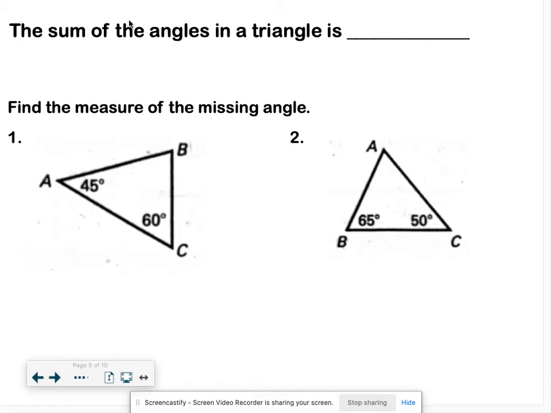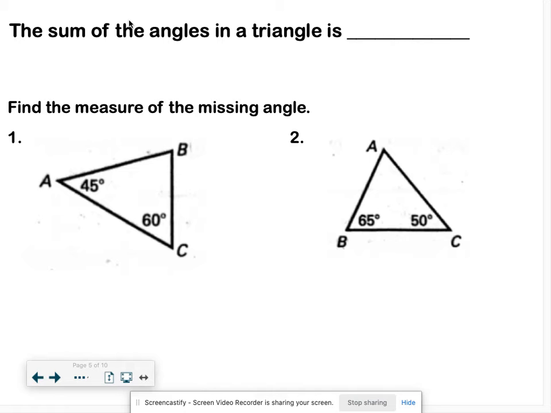What's the name of the package? This one had the triangles on the front, like classifying triangles. Yes. Yes, that one looks like it's right. Angles and triangles.